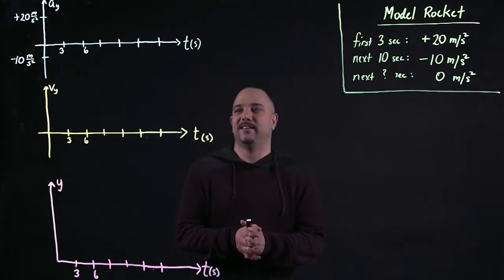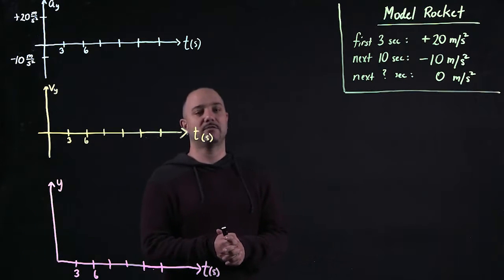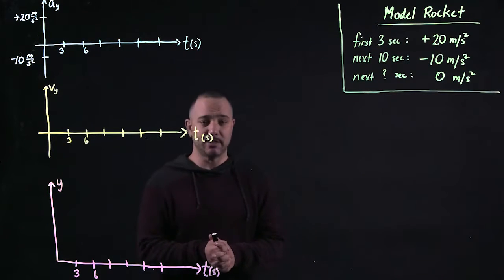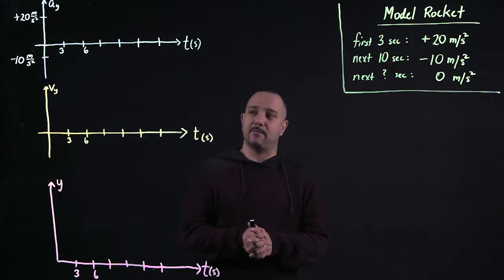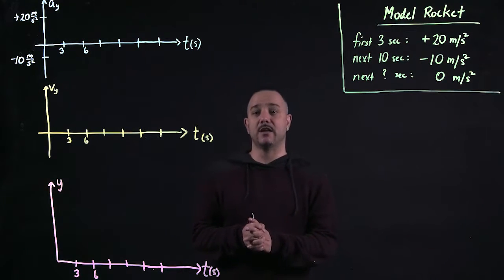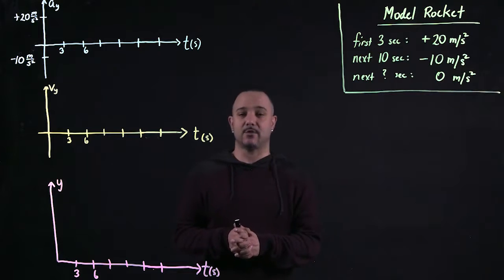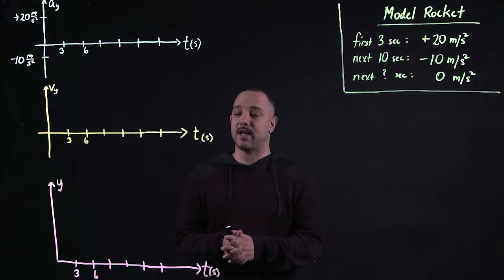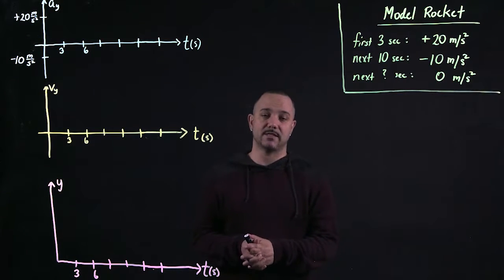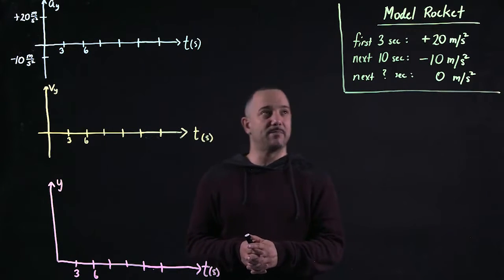Hello folks, in this session we're going to work through a problem in one-dimensional kinematics, or one-dimensional motion. And I'm going to take a slightly different approach. We're going to focus on solving this problem strictly with graphs of acceleration versus time, velocity versus time, and position versus time. So the problem setup is this.